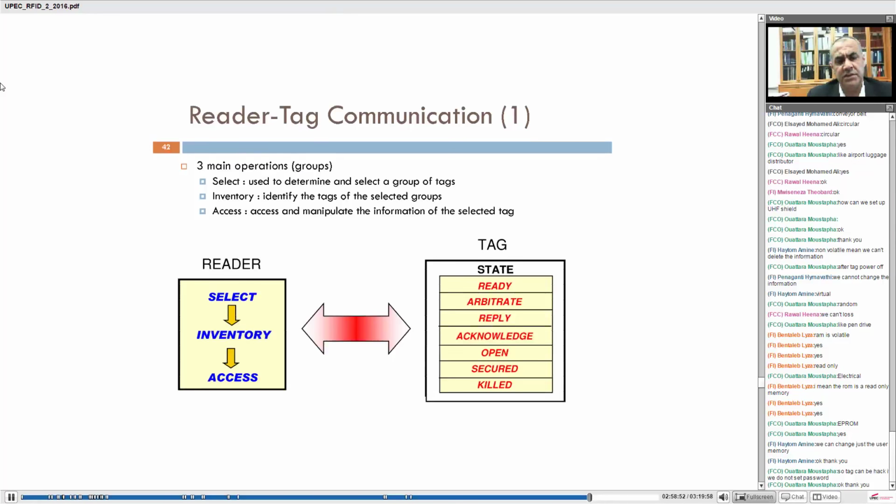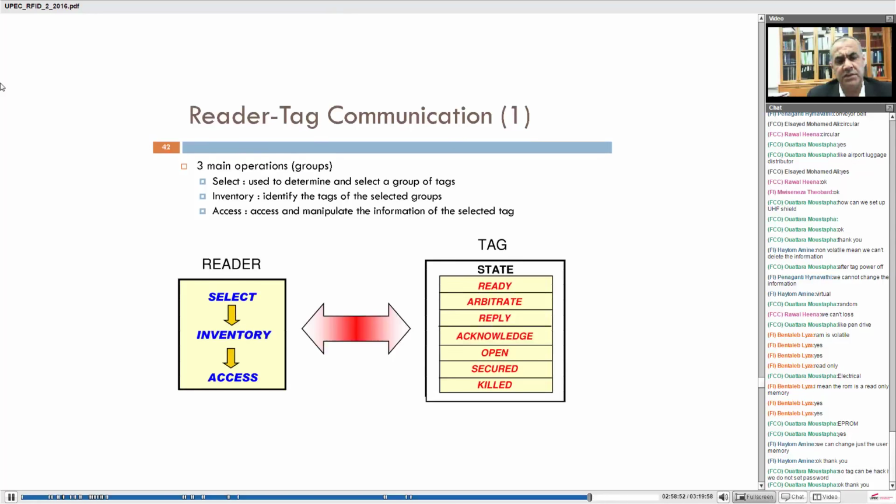So for the select group, you can have these commands: target, action, mask, memory bank, pointer, length, truncate. We can write a script using the target command in order to precisely filter the tags you want to process. This is done by programming, but it is not our goal here to know how to program these actions. You usually have the software that does this for you, and you can program only application layers.